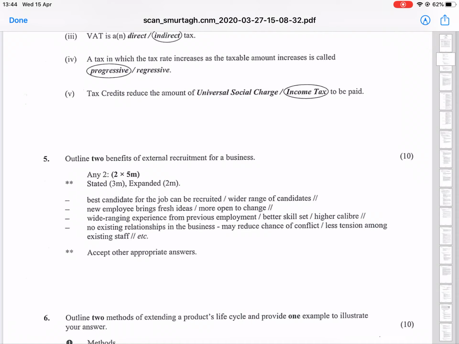A wide range of experience from previous employment, a better skill set. They're a higher caliber applicant than what you already have, perhaps. They have no existing relationships in the business, so that conflict or tension, the internal jealousy that may exist between certain staff members where one person got it over another, will be eradicated in that instance. So any two of those, state and explain.